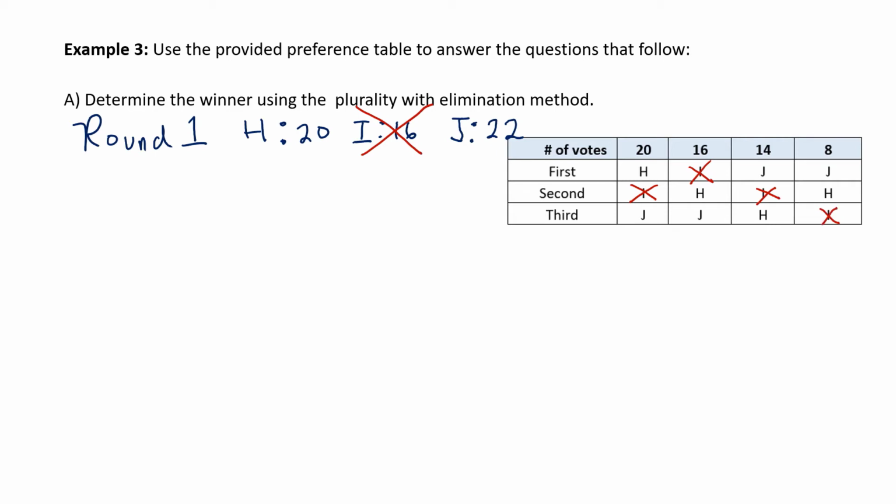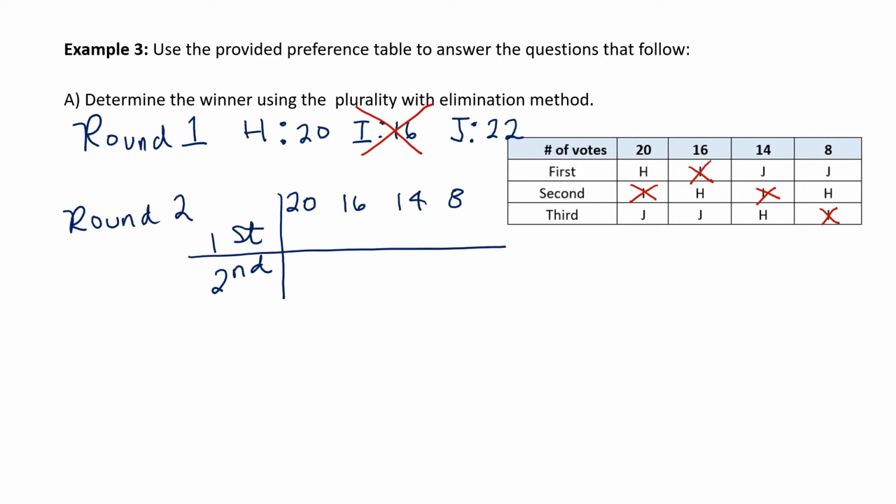Let's make a new preference table with I gone for round 2. We still have, but this time just first and second place. We got 20, 16, 14, and 8. So we have H, then J, H, then J, J, then H, and J followed by H again.